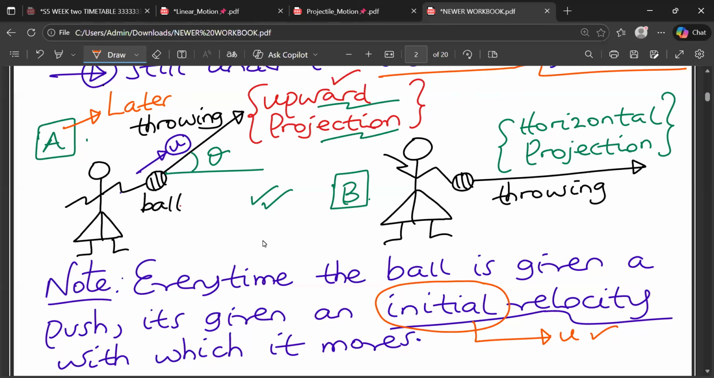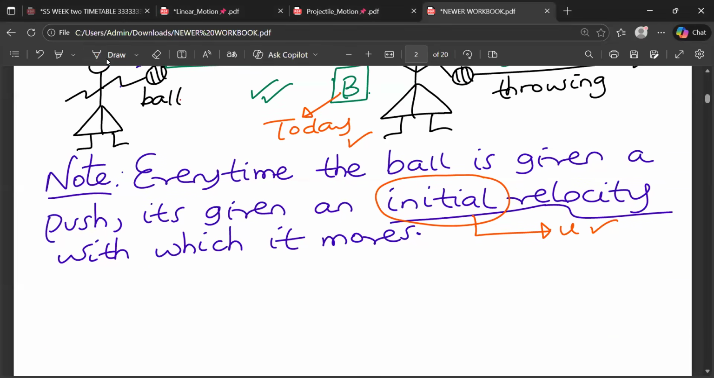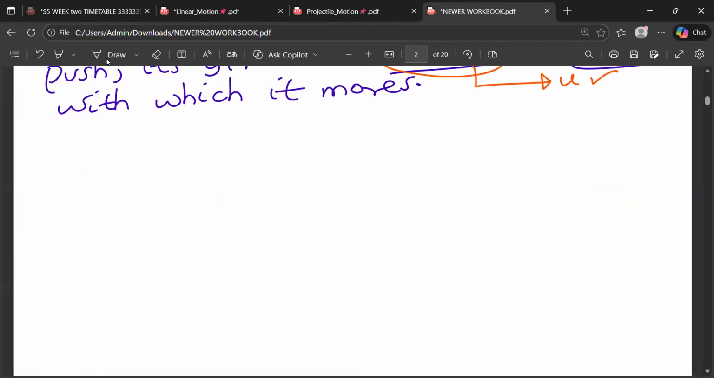Now, we have agreed that case A for upward projection is for later. But this one is the one for today, so we are going to concentrate on this. Now we are going to begin the explanation. Before you can even go to the terms involved, the terms involved are not hard. But horizontal projection, that's where my emphasis is. So let's first do that. I'm going to sketch again.